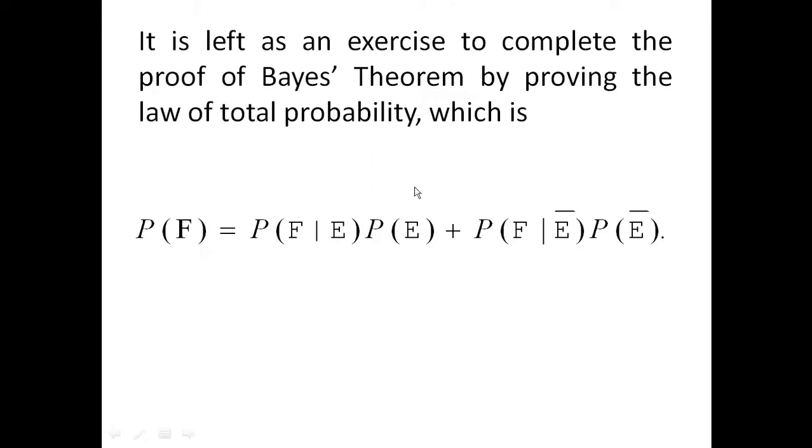To get the version I showed you at the beginning, we simply need to prove this fact, that the probability of F is the probability of F given E times the probability of E plus the probability of F given not E times the probability of not E, which is called the law of total probability. I'm going to leave it up to you to investigate or prove it. Again, that is discussed more in the chapters of the textbook that I've supplied to you.